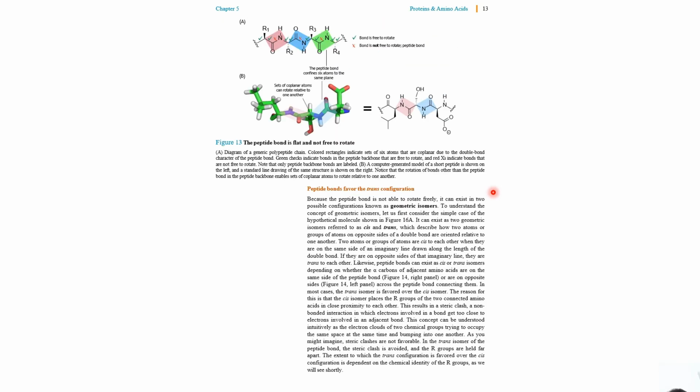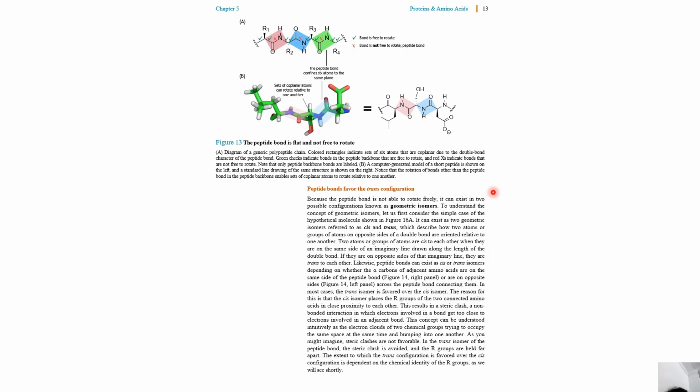It can exist as two geometric isomers, cis and trans, which describe how two atoms or groups of atoms on opposite sides of the double bond are oriented relative to one another. Two atoms or groups of atoms are cis to each other when they are on the same side of an imaginary line drawn along the length of the double bond. If they are on opposite sides of the imaginary line, they are trans to each other.